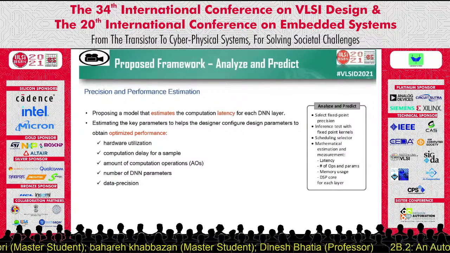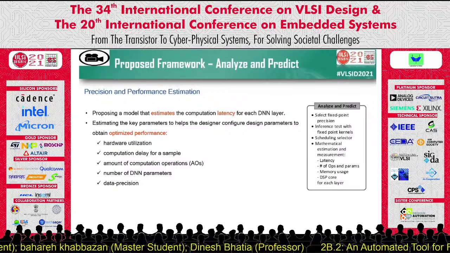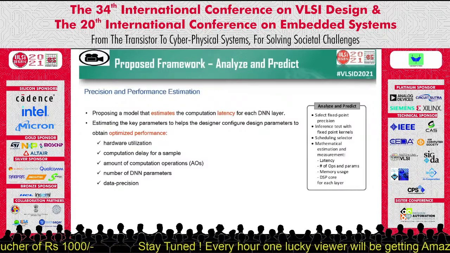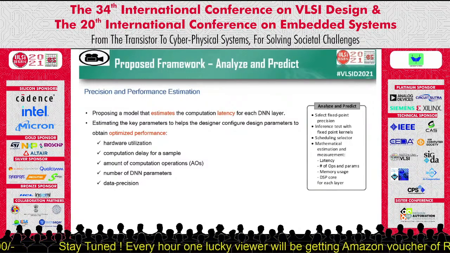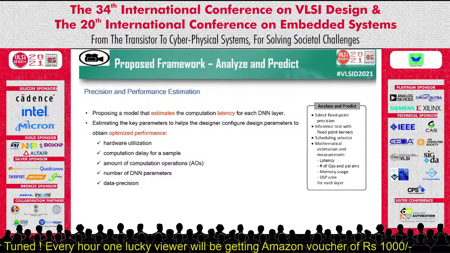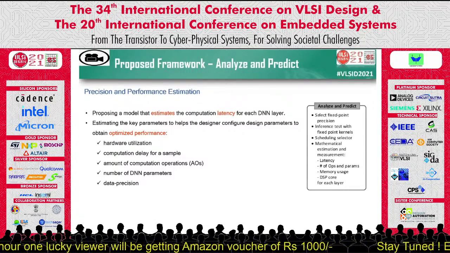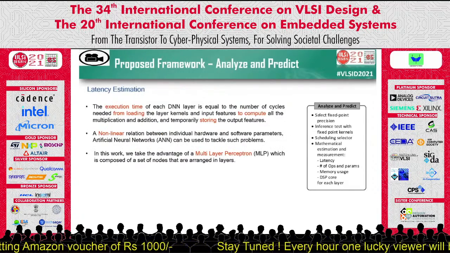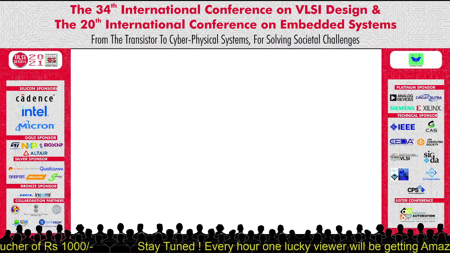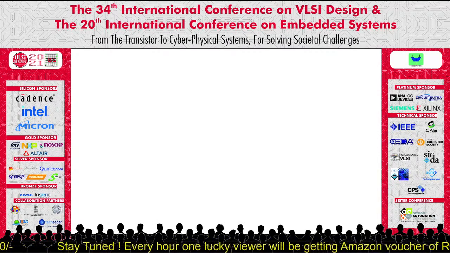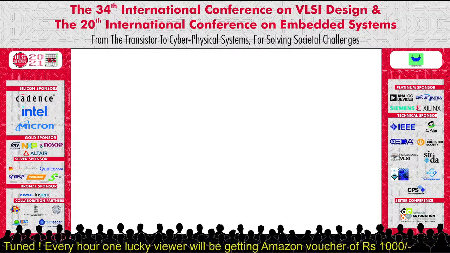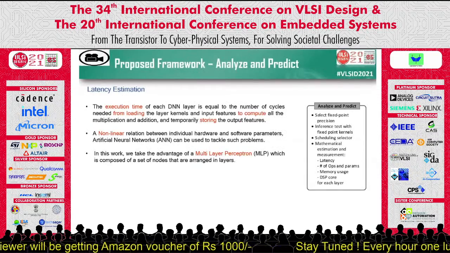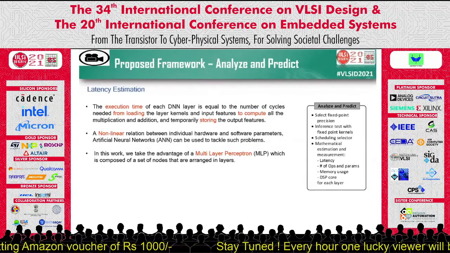The execution time of each DNN layer is equal to the number of cycles needed for loading the layer kernels and input features, computing all the multiplications and additions, and temporarily storing the output features for the next neural network layer. Due to the nonlinear relation between virtual hardware parameters and performance, a multi-layer perceptron is used, composed of a set of nodes that are arranged in layers.